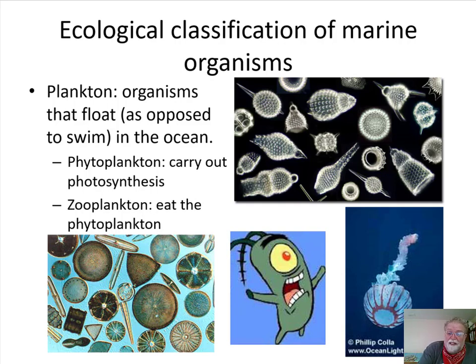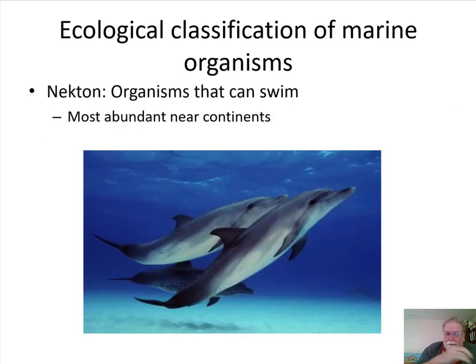And by the time you're a jellyfish, it's, I don't know, 30 feet long. You're not swimming anymore. You really are just floating. Technically plankton, but really when we say plankton, we usually are talking about the small stuff. Phytoplankton, if it can do photosynthesis, zooplankton eats phytoplankton. If you can swim, you're nekton, right? And so this is going to be dolphins, porpoises, whales, fish, stingrays, I don't know, anything that can swim. It's called nekton. Nekton are most abundant near the continents, right?